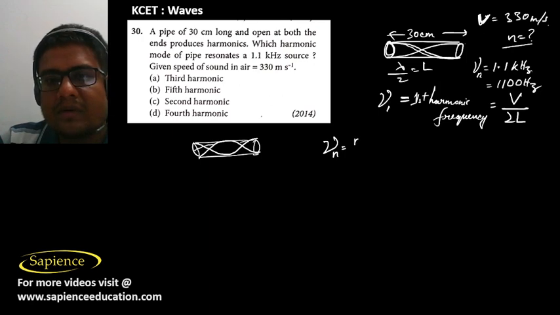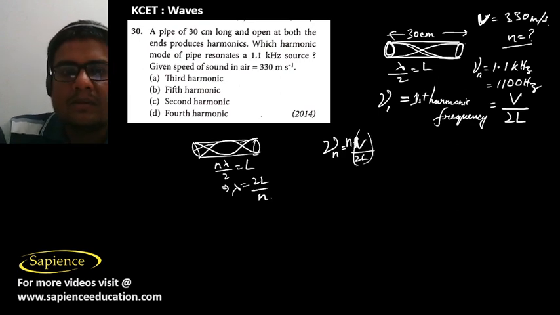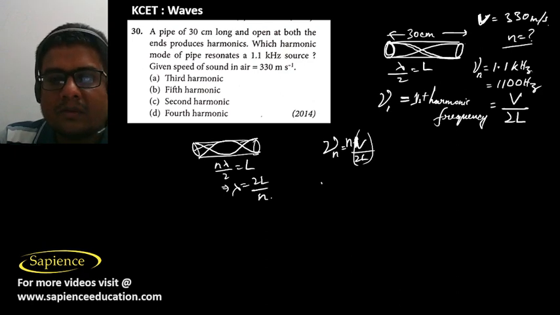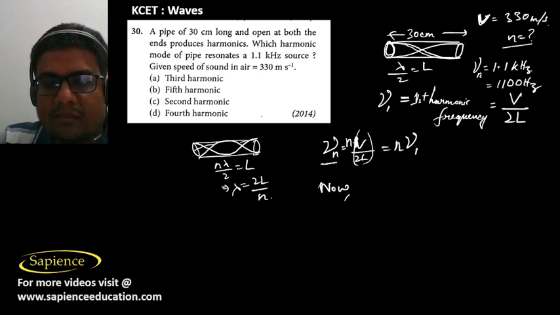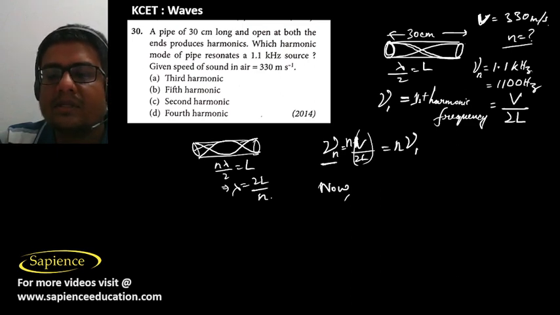So for the nth harmonic we will have n lambda by 2 equal to L, so lambda will be equal to 2L by n. So the frequency will be v by lambda, which is n v by 2L. Therefore the nth harmonic frequency is equal to n times the first harmonic frequency, nu 1.